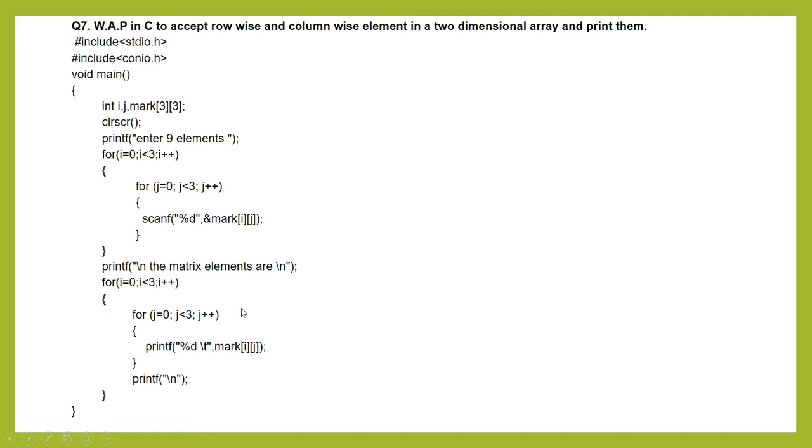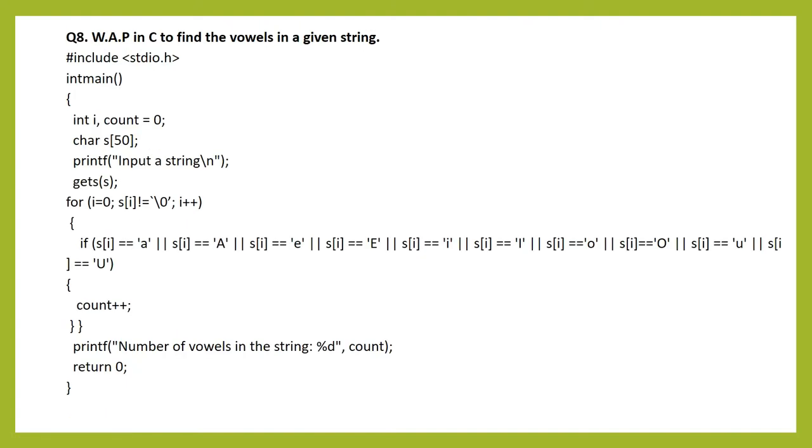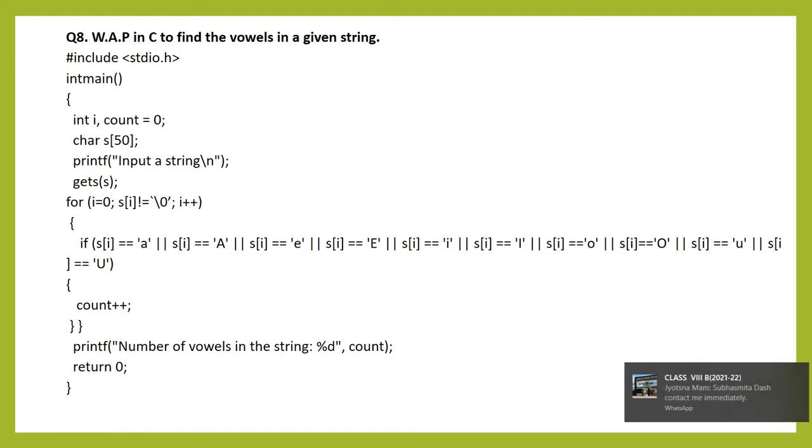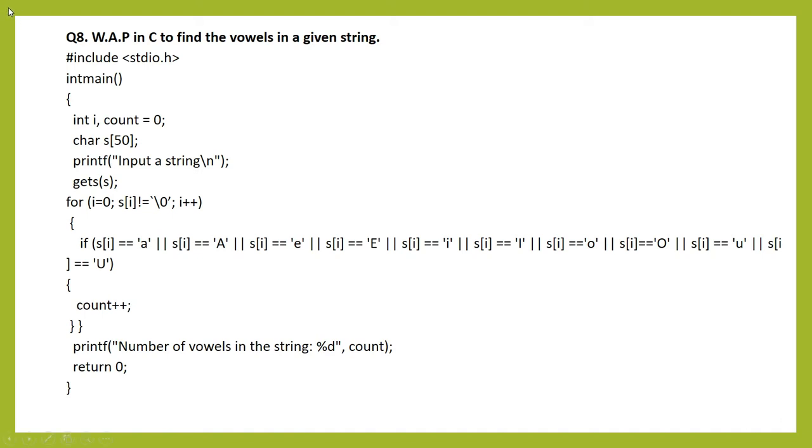Now next, go for the program: write a program in C to find the vowels in a given string. This type of question you have to solve with the help of the array concept, because whenever you are storing more than one value, think about storing one string. That string can be stored in a string type of array. Then you have to check location by location whether each character is a vowel or not.